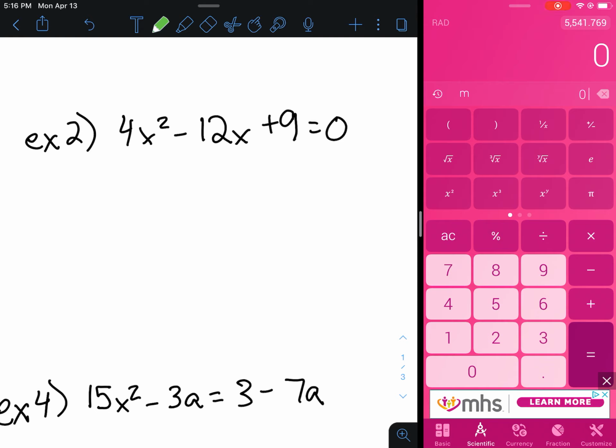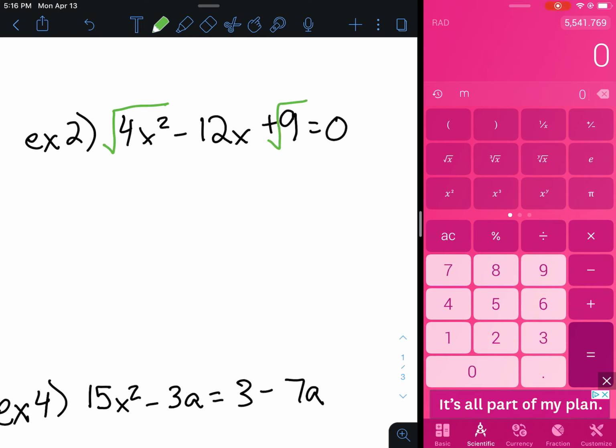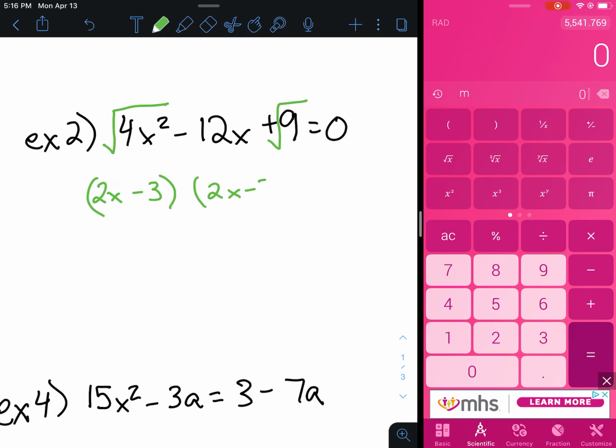But because they are the exact same value, with the middle term being a negative, if we took the square root of our 4x squared and the square root of our 9, we end up getting 2x minus 3, and we have 2x minus 3. And we know that they both have to be negative 3 because 2 times negative 3 is negative 6. So negative 6 plus negative 6 will give us that negative 12 term in the middle.